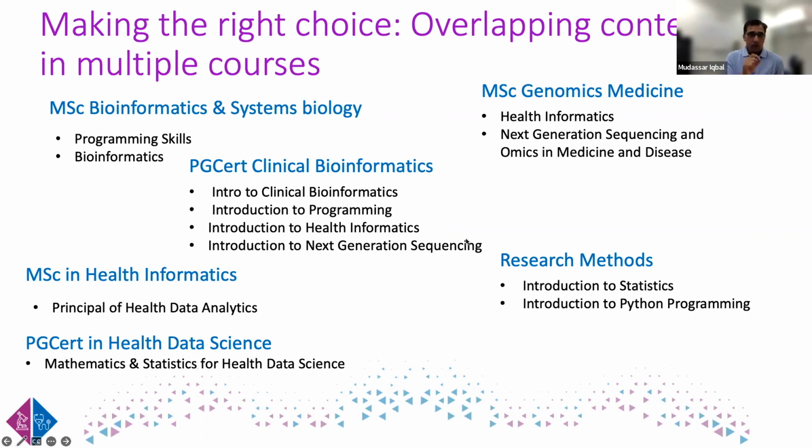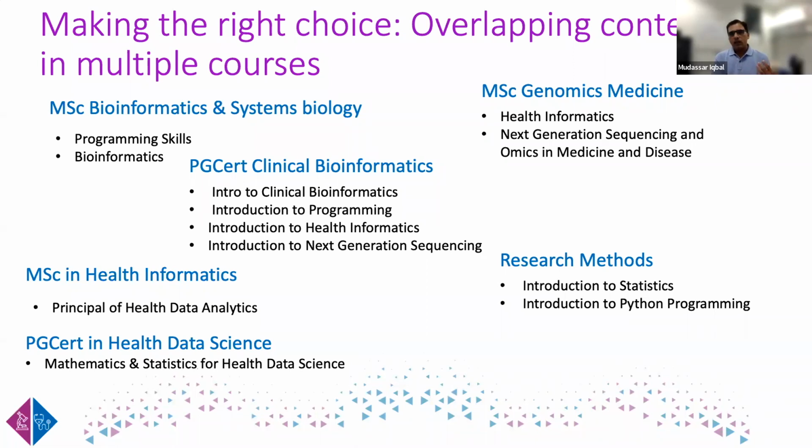A few points here. These are a few different courses and units on offer, in which, in my opinion, quite a bit of content is overlapping. For example, you have programming units in different courses, like programming skills, introduction to programming, even in research methods you have programming. How long the course is, how much time you have to spend, and how deep you want to go will help you decide. Bioinformatics versus clinical bioinformatics: there is definitely some overlap, but the focus is quite different, so make an informed choice there.